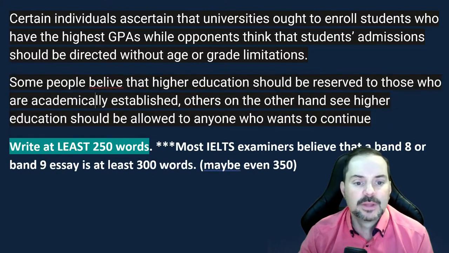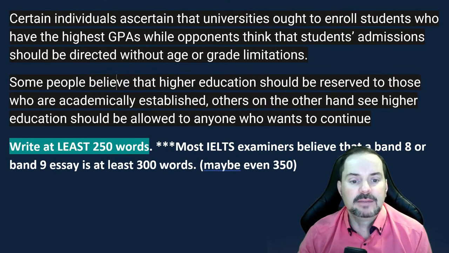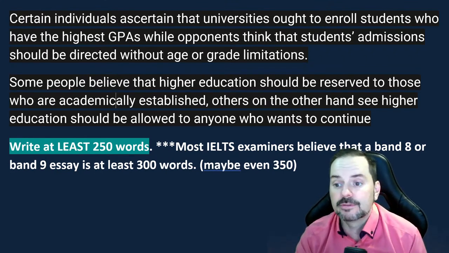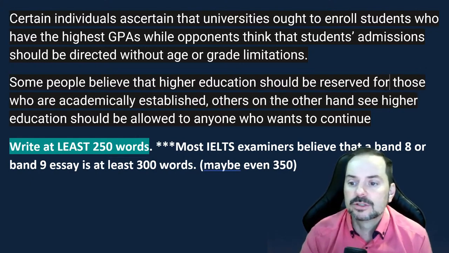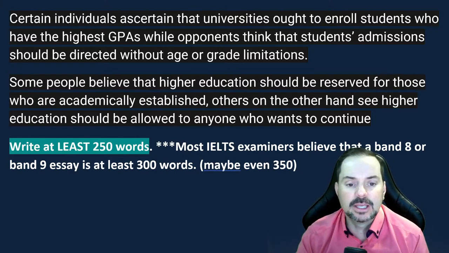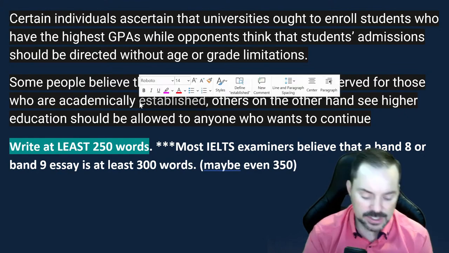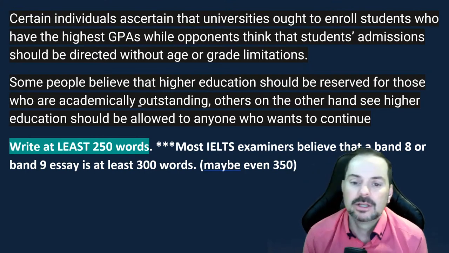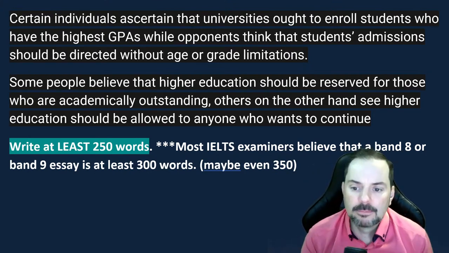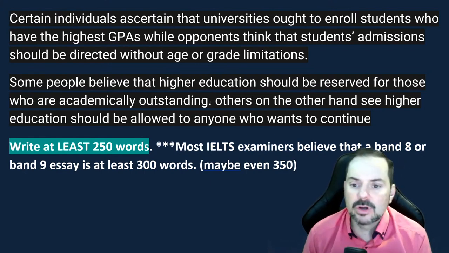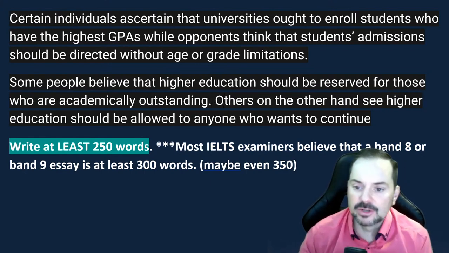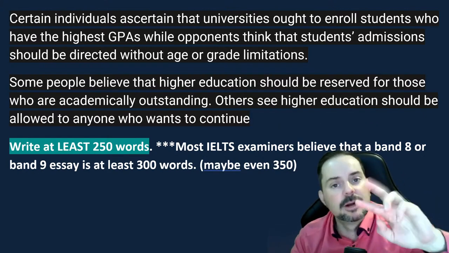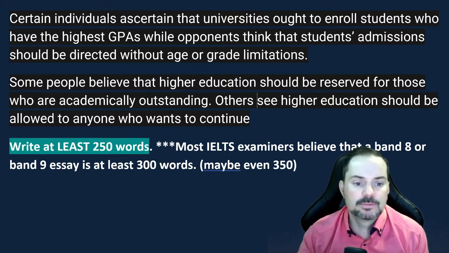This is Maul. Maul says some people believe, don't forget that E, some people believe that higher education should be reserved for those who are academically outstanding, not established. Established is, it's okay, Maul, but a little bit off. Others, on the other hand, you don't need the other hand. Others is already the opposite, so you don't have to double on that.